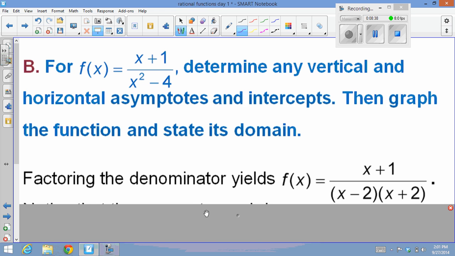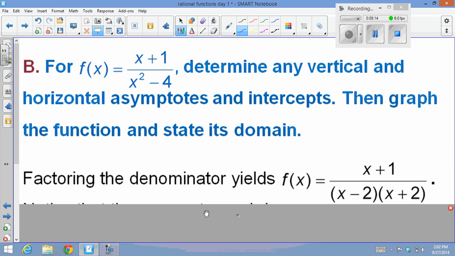Then my domain would be restricted wherever the denominator equals 0. So it's restricted at +2 and at -2. That means my domain is the reals, except where x equals 2 and x equals -2. Once I have my domain, the next thing we need to figure out is my asymptotes. I would have a vertical asymptote wherever the denominator equals 0, so x equals 2 and x equals -2. And I would have a horizontal asymptote. When I look at this part, it's probably easier to look back at the original.